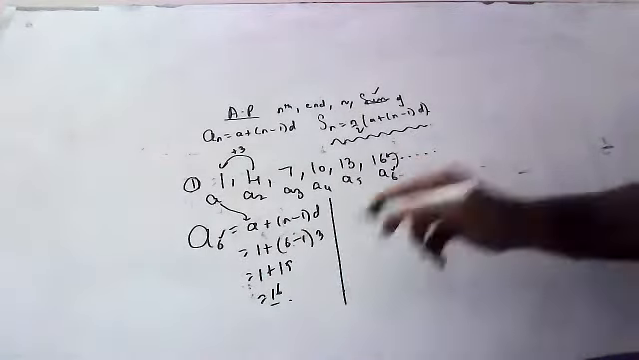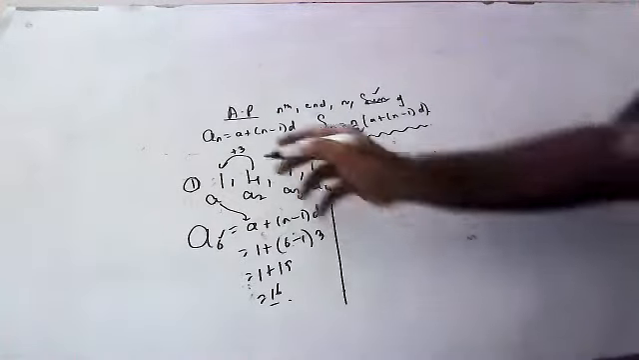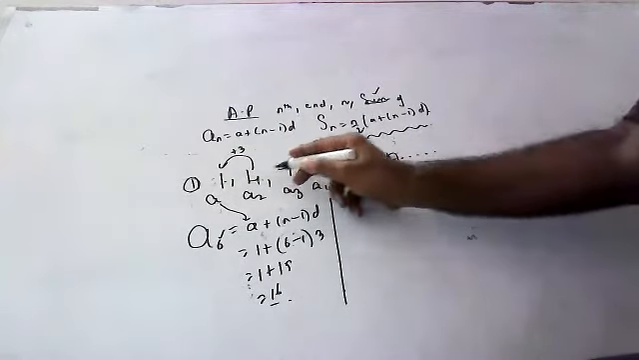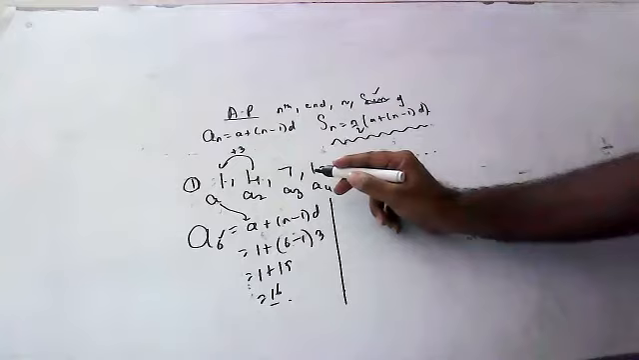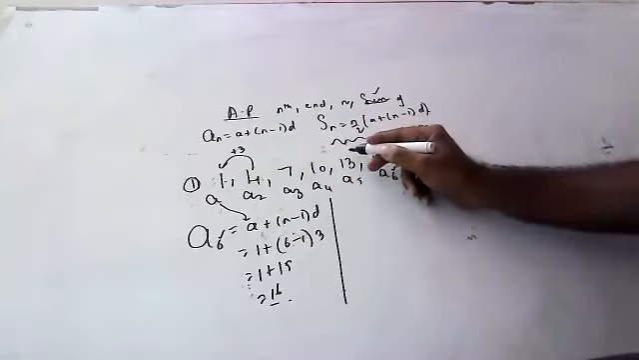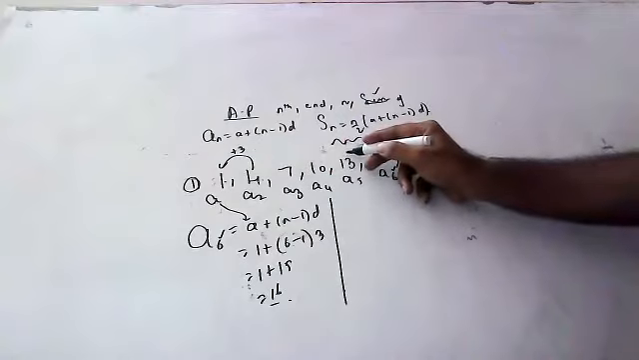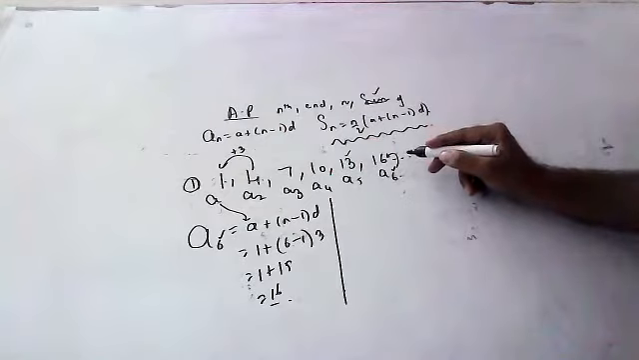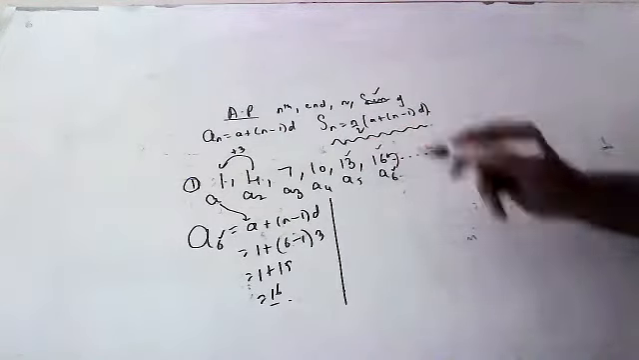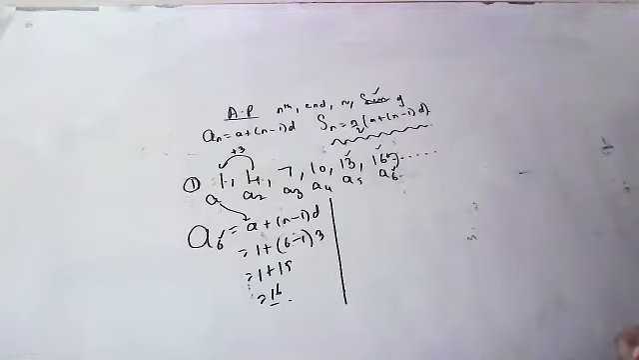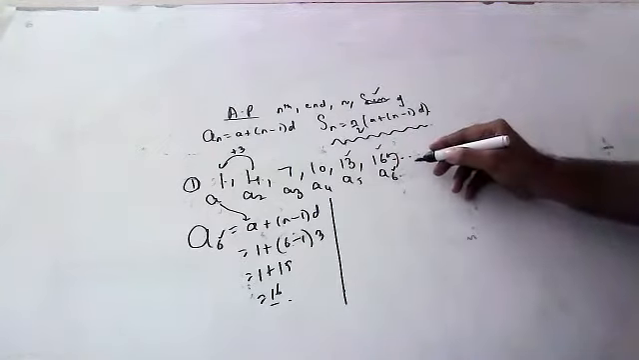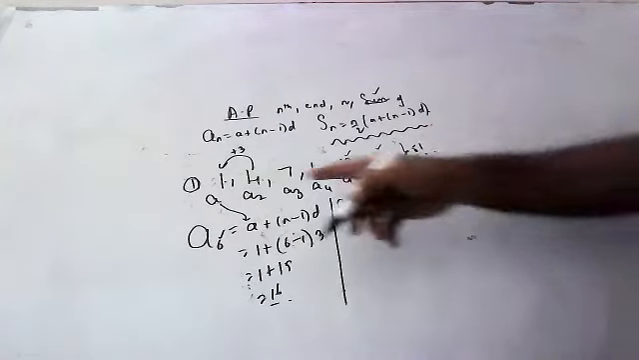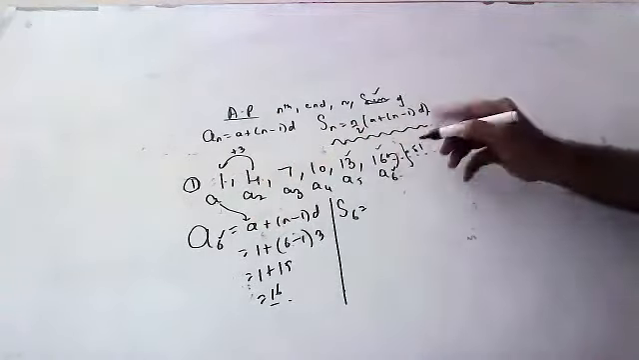Yes sir. Okay. Now, children, 1 plus 4 is how much? 5. 5 plus 7? 12. 12 plus 10? 22. 22 plus 13? 35. 35 plus 16? 51. Okay, children, how much? 51. Now find the sum of 6 terms in this sequence only. How much did we get? 51.